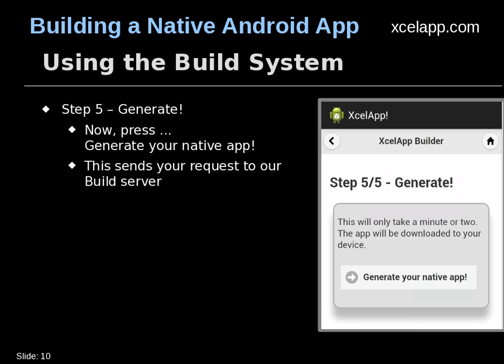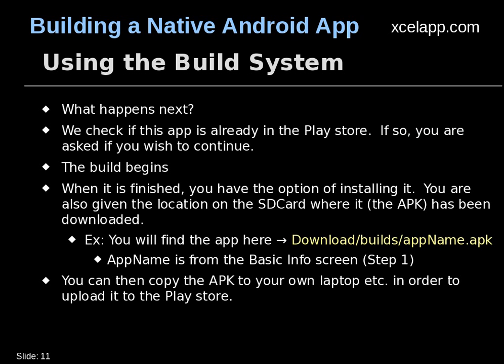Step 5, we now generate. Just press to generate your native app. And this sends a request to our build server. So what happens next? Well, we check if this app is already in the Play Store. If so, you're asked if you wish to continue, just to make sure that your name is indeed unique or we are generating something that will be updated. The build begins, and when it's finished, you have got the option of installing it.